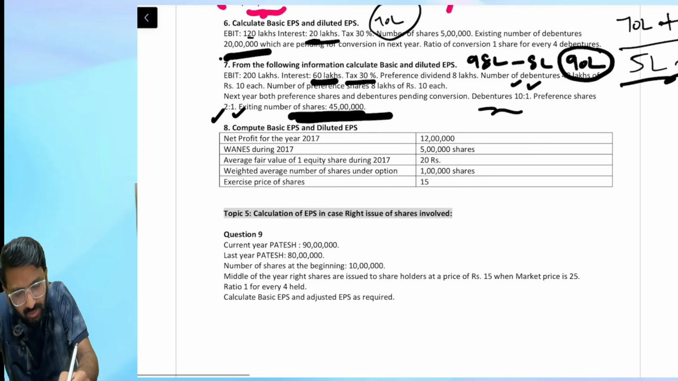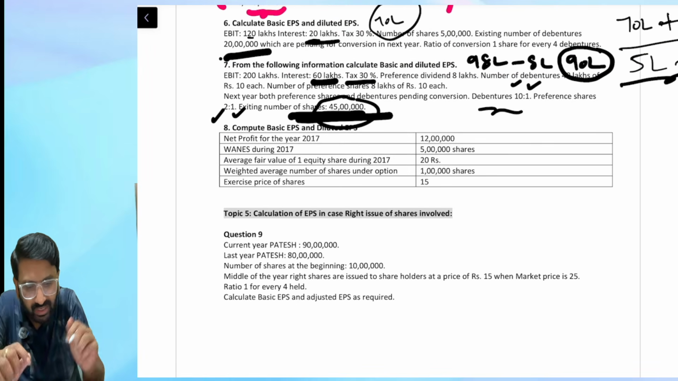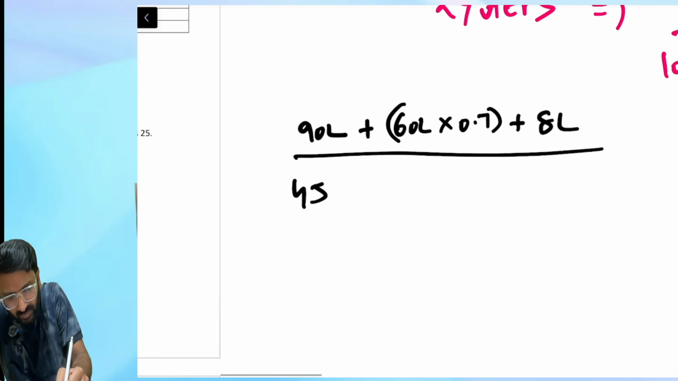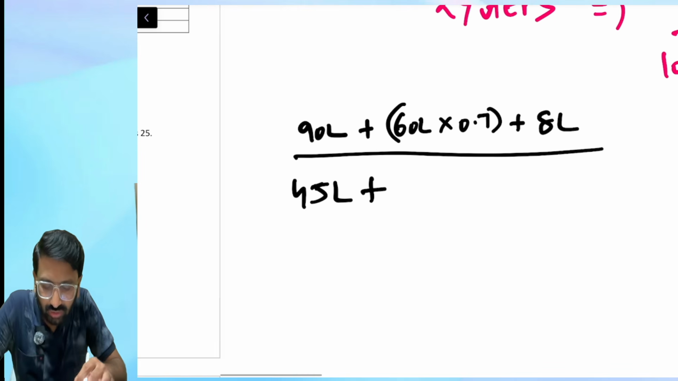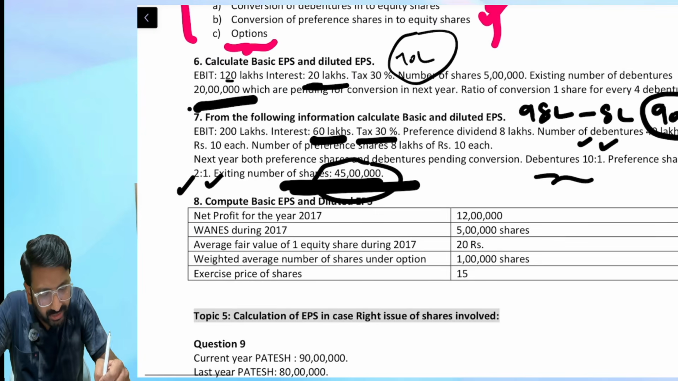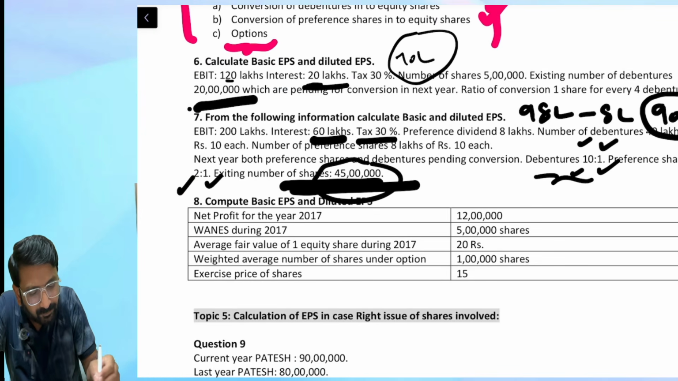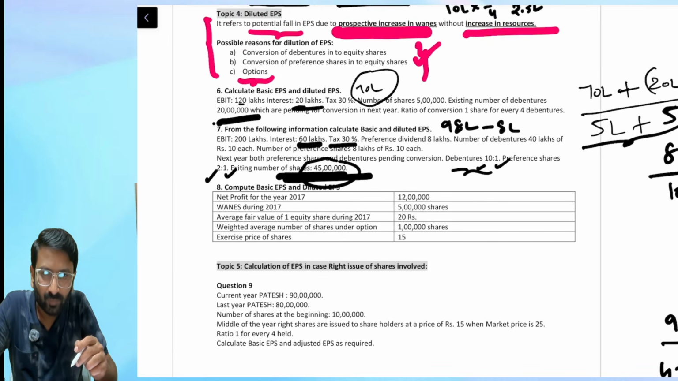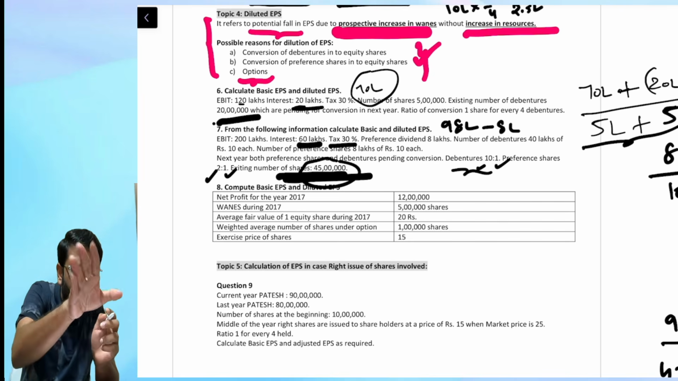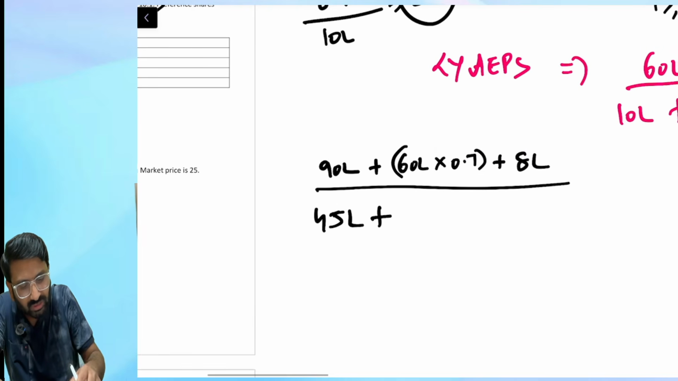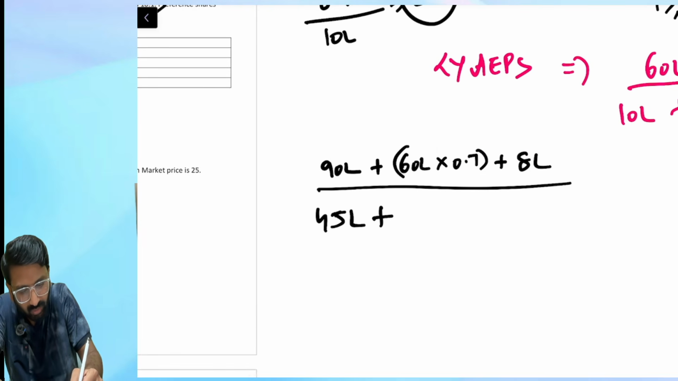Divided by the existing weighted average number of shares. What is the existing number? 45 lakh. I'll take that. So existing number is 45 lakh plus convertible debentures. What is the ratio of conversion? One equity share for every 10 debentures. How many debentures are there in the question? 40 lakh. So for 10 debentures, if I'm giving one share, for 40 lakhs I'll be giving 4 lakh shares. Correct? So I'll add that: 45 lakh plus 4 lakh.